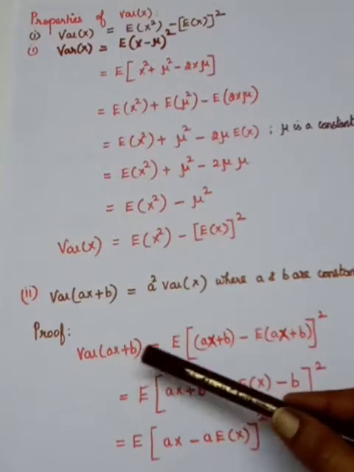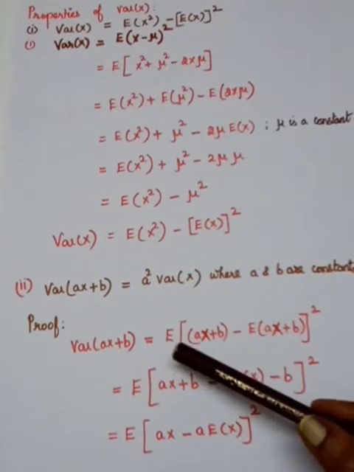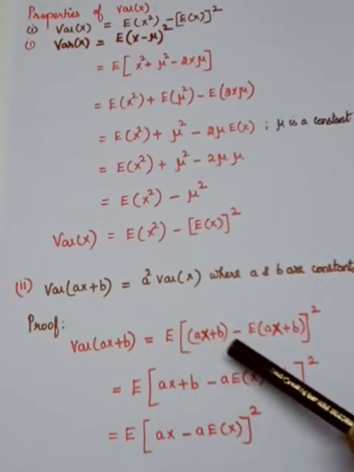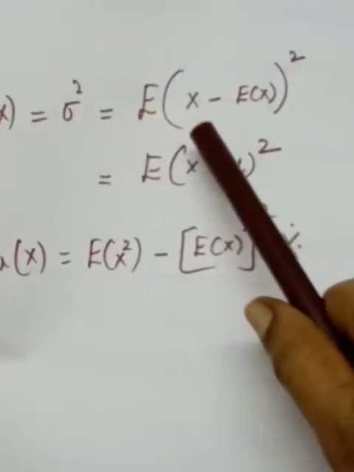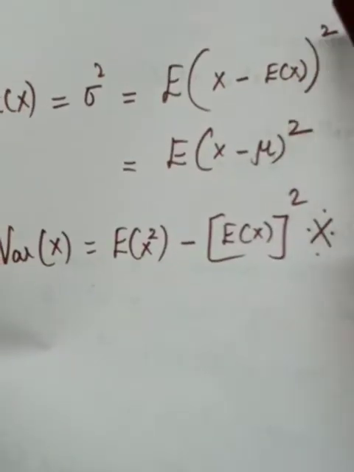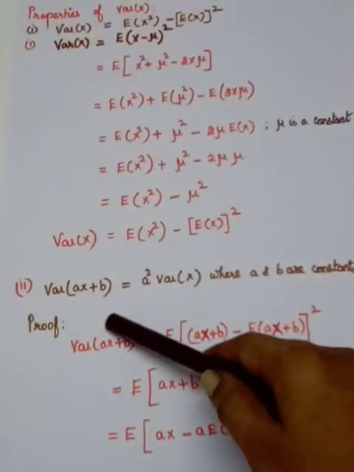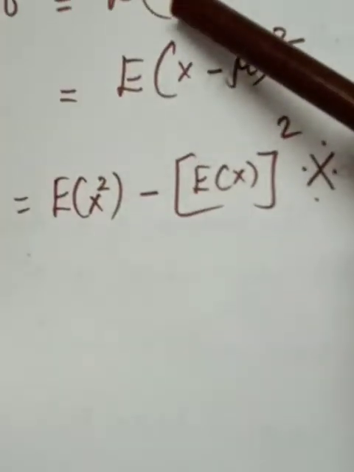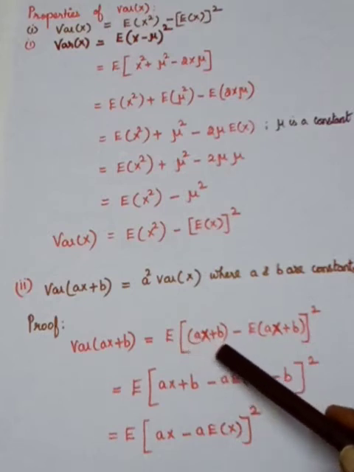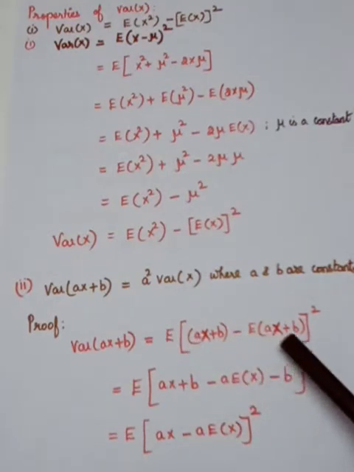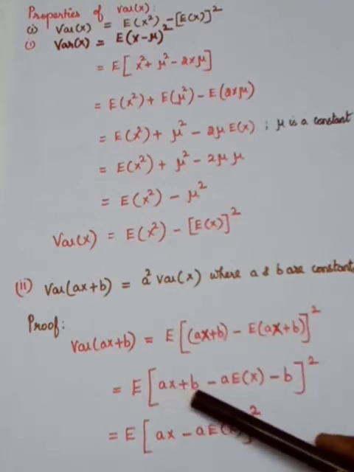Variance of ax plus b. What formula is used here? E of x minus E of x the whole square. The first one, what is it? E of x minus E of x the whole square. So in the place of x you are having ax plus b. Wherever you have x, you have to substitute ax plus b. So ax plus b minus E of ax plus b the whole square. Within the bracket, ax plus b is written here.